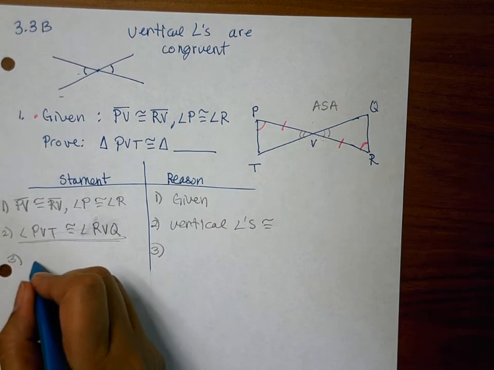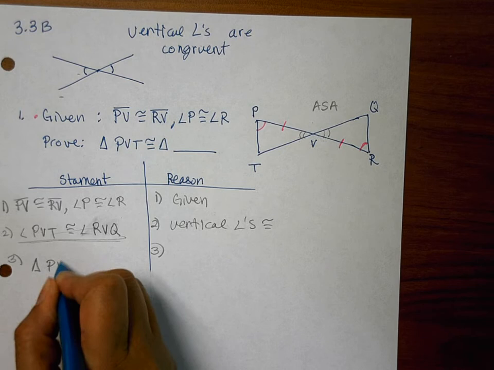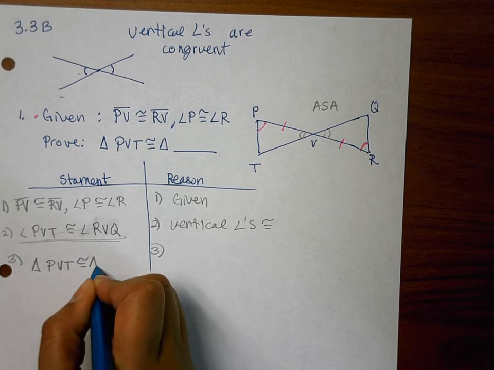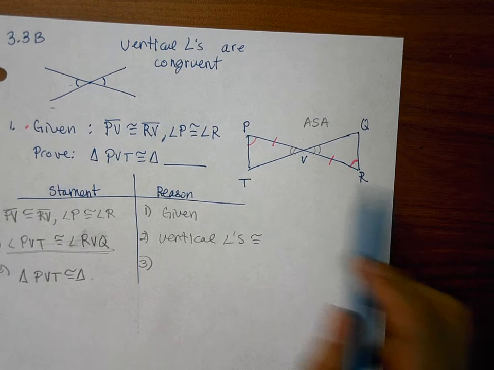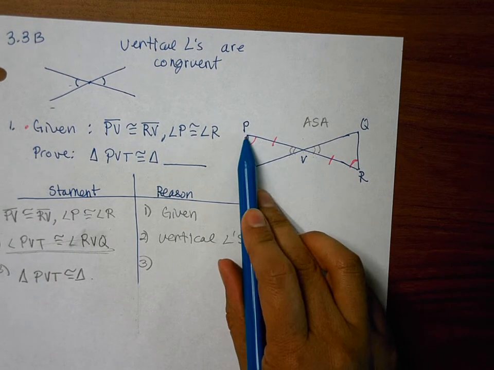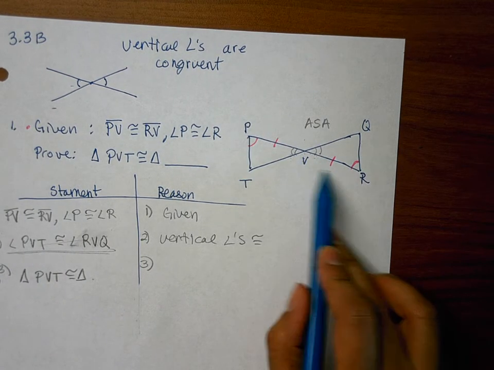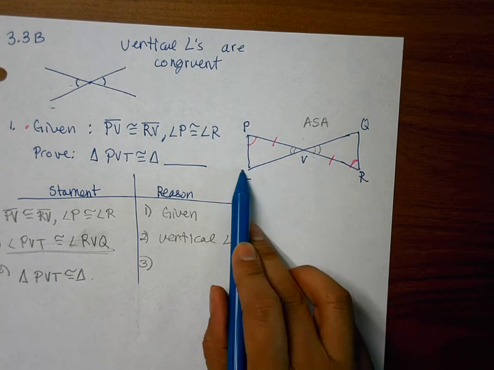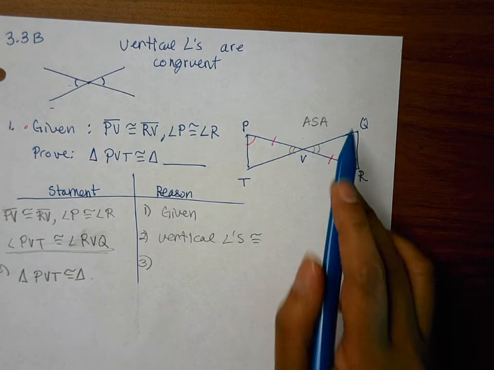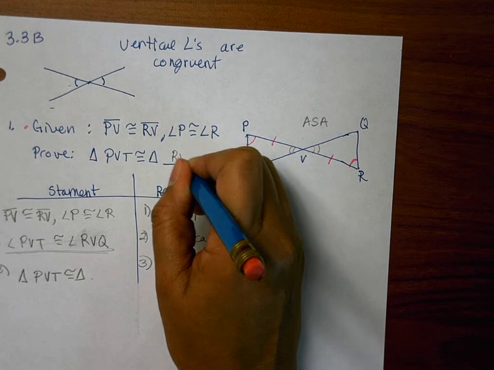So triangle PVT is congruent to triangle, and we never did fill it in, so let's go back and do that now. PVT goes from 1 to 2 to none. 1 marking, 2 markings, none. So PVT would be RVQ.